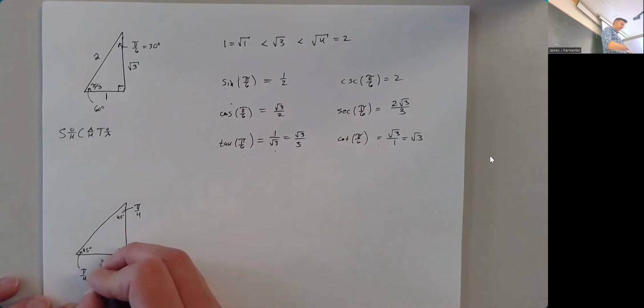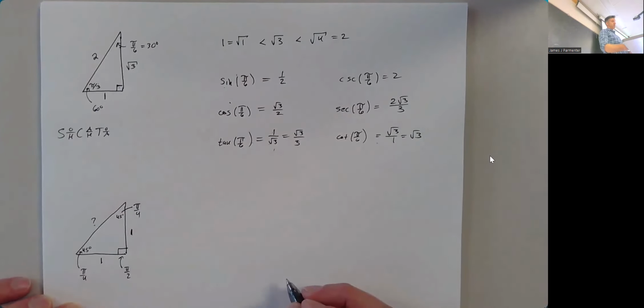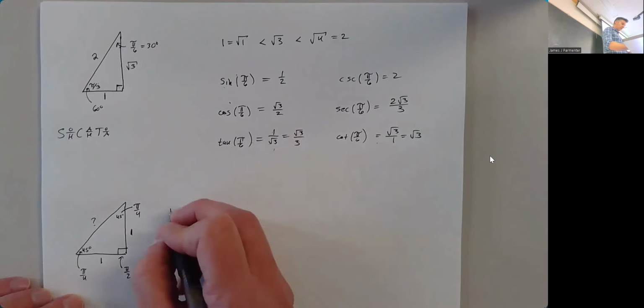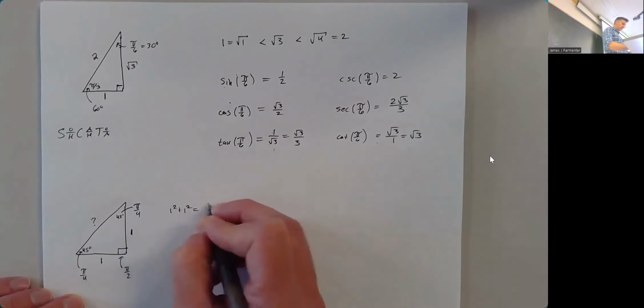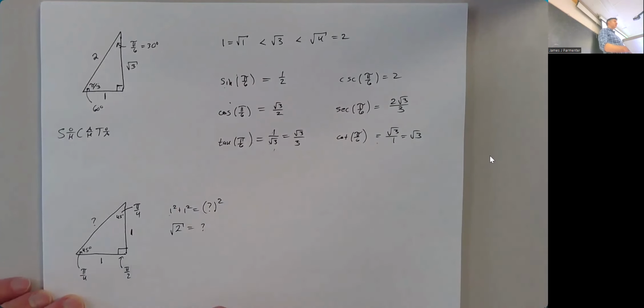I like to call these side lengths 1, and then use the Pythagorean theorem to find the missing hypotenuse length. So here, 1 squared plus 1 squared equals the unknown side squared. 1 plus 1 is 2. And then if we take the square root of both sides, we get the missing side to be the square root of 2.